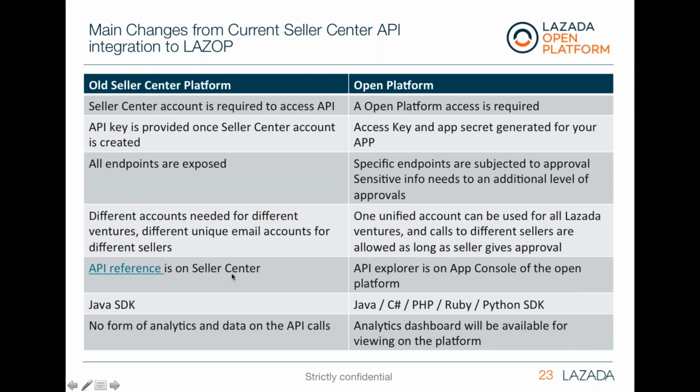And for the old APIs, we have the old API reference doc. But on the new platform, we have both the user's guide and also the API documentation for calling the APIs. And in the past, we only provided a Java SDK, but now we support 5 programming languages. And in the past, you did not have a data dashboard, but on Lazada Open Platform, we provide a dashboard which can be used to monitor the performance of your APIs.